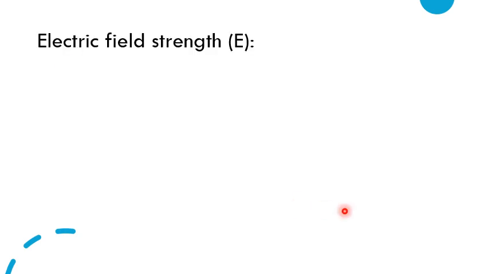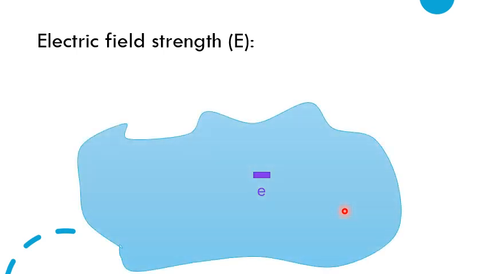Dear students, here we have an electron and I have taken a small portion of the electric field produced by this electron. Let us consider 4 different positions in this electric field. Consider we have placed a unit charge, plus 1 coulomb charge, at positions 1, 2, 3 and 4.